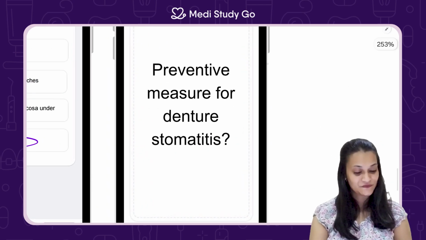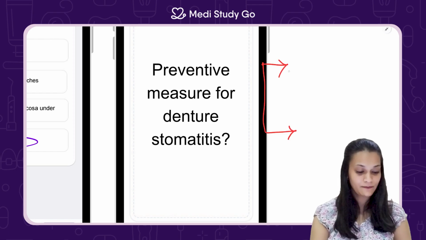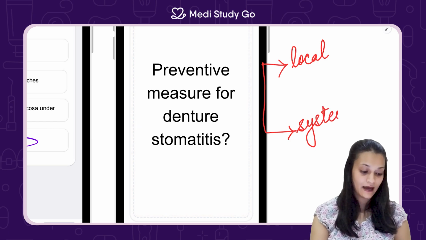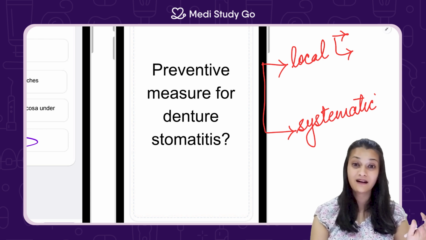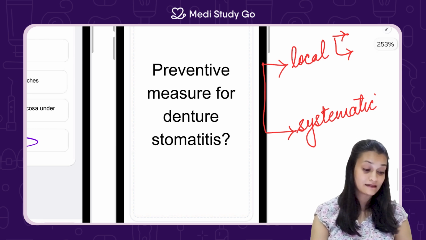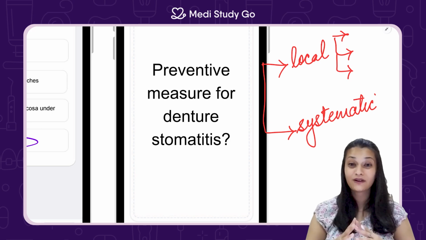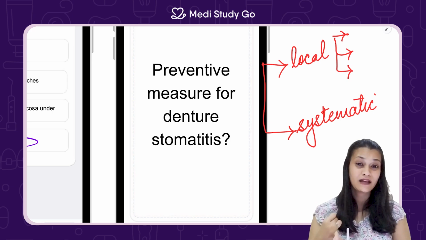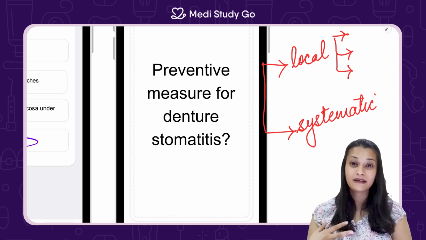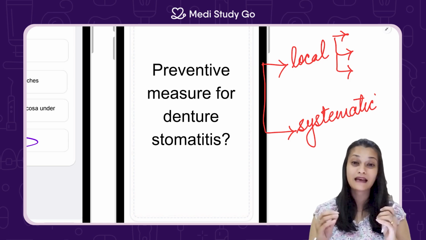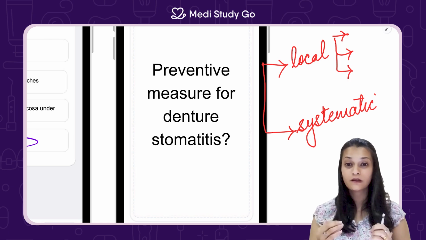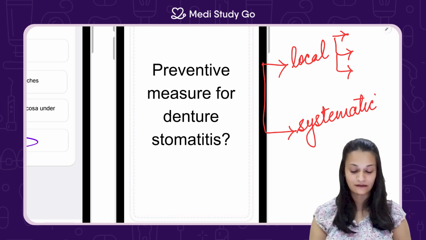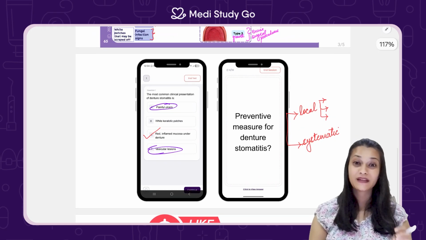Preventive measures. So we have discussed all of them. You will broadly classify them into local and systemic. And for local, you have to maintain oral hygiene, make sure that the flow of saliva is good. At the same time, you have to make sure that there are no deficiencies. You give them substitutes, you give them medications, you give them multivitamins, and you make sure that all the local and systemic factors are dealt with. So this was about your denture stomatitis.